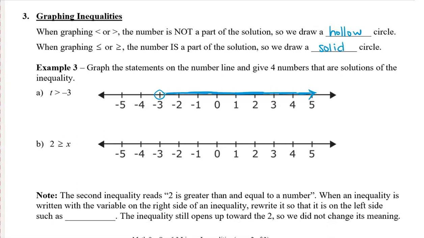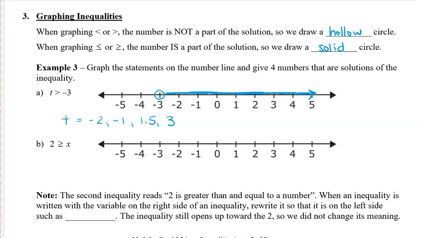So some numbers that would work would be t can be negative 2, can be negative 1, it could even be 1.5 or 3. So any number that is greater than negative 3 would satisfy this inequality.